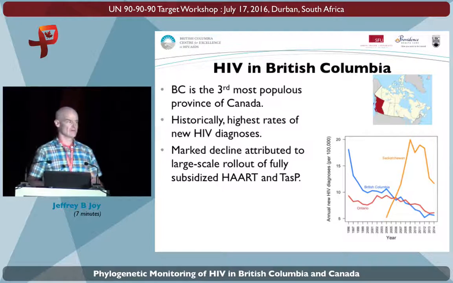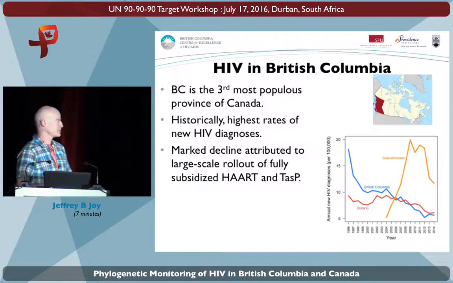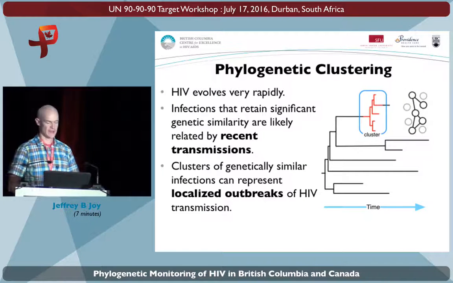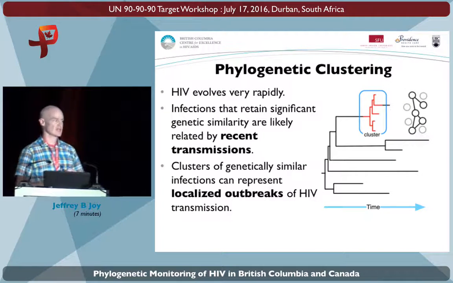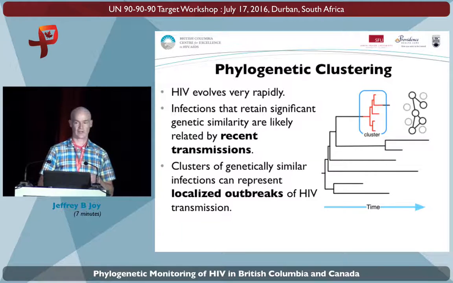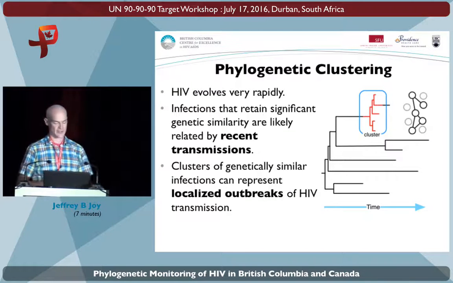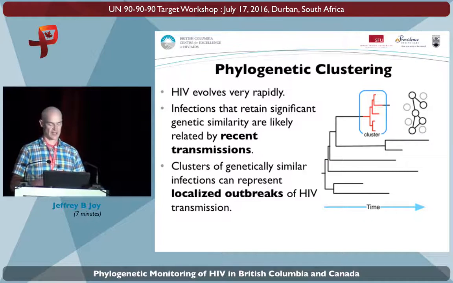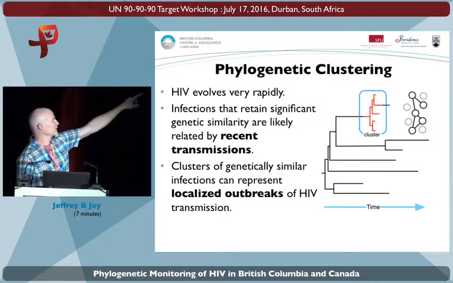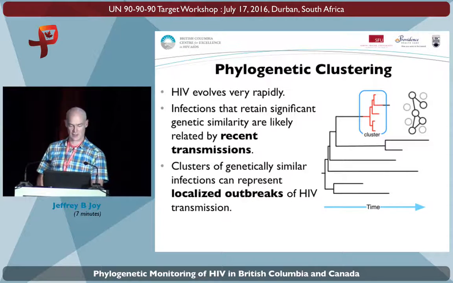But what we do have is hotspots cropping up, and these are hard to find, but one tool that we can use to find them is phylogenetic clustering. Here we take advantage of the fact that HIV evolves very rapidly, and thus infections that retain significant genetic similarity are likely related by recent transmission events. And thus clusters of genetically similar infections can represent localized outbreaks of HIV. So the blue circle on the top corner up there circles a cluster that may be a transmission cluster.